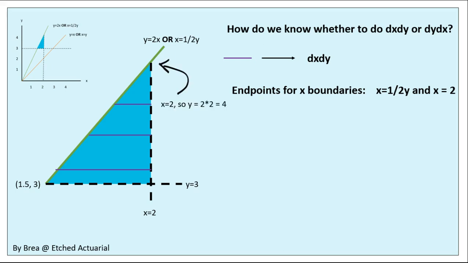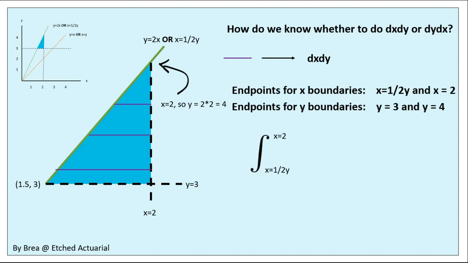Now we can also determine at the very top there, that is the point x equals 2, y equals 4. So for y, our boundaries are going to go from y equals 3 all the way up to y equals 4. Now, just like we did before, we'll start with our inner integration, which is for dx. So x goes from 1/2 y to x equals 2. And then our outer integration, y goes from 3 to y equals 4.